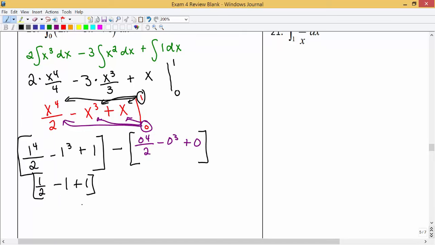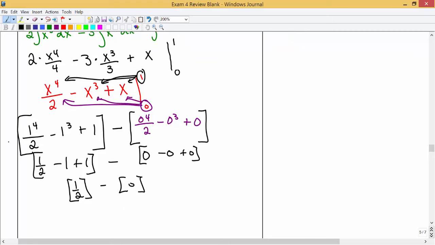And that gives us 1/2. Minus 0 to the 4th is 0. 0 divided by 2 is 0. Minus 0 cubed is just 0 plus 0, so from the entire second bracket there, we get 0. 1/2 minus 0, of course, is just 1/2.